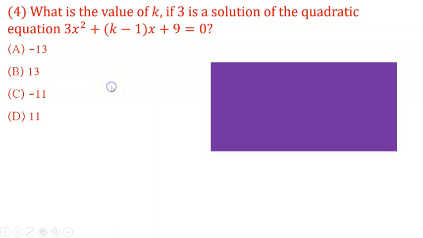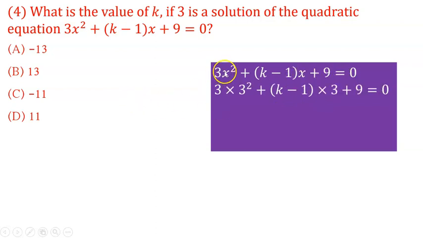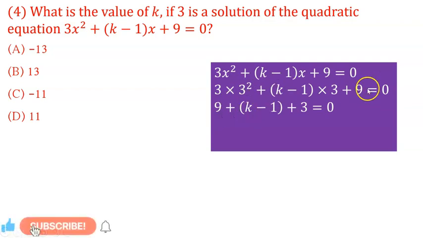Now we will see this. 3x square plus (k minus 1) into x plus 9 is equal to 0. Replace this x by 3 because 3 is a solution of that quadratic equation. 3 into 3 square plus (k minus 1) into 3 plus 9 equals 0. Next simplification. We divide the whole equation by 3. Then you will get 3 square means 9 plus k minus 1, and lastly here also dividing by 3, the 3 gets cancelled.